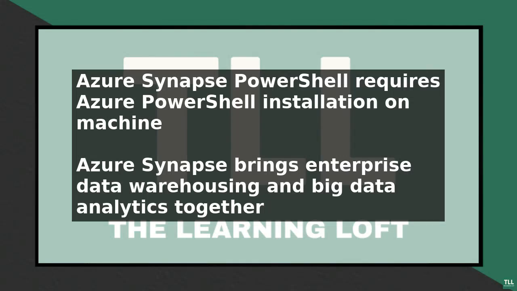To get started with Azure Synapse PowerShell, you need to have Azure PowerShell installed on your machine. Azure Synapse is a limitless analytics service that brings enterprise data warehousing and big data analytics together. First, install the Azure PowerShell module by running the command Install-Module Az.Synapse. This will download and install the necessary components to manage Azure Synapse resources using PowerShell.